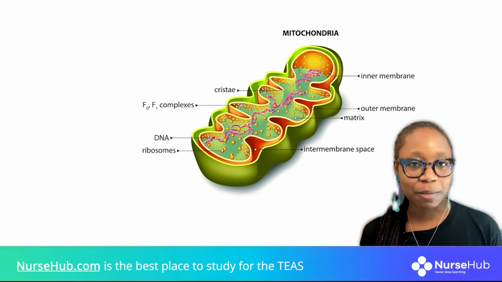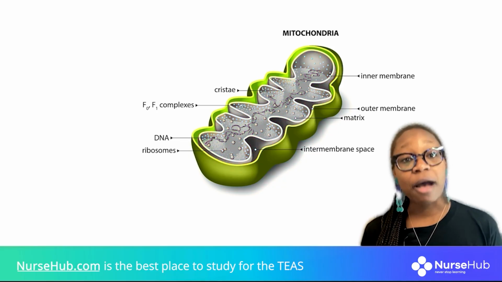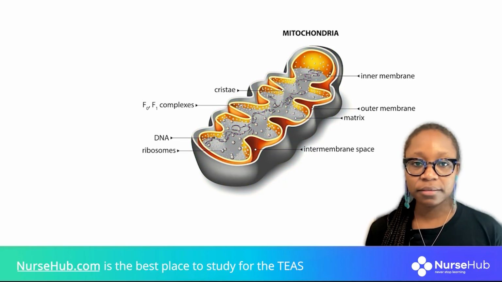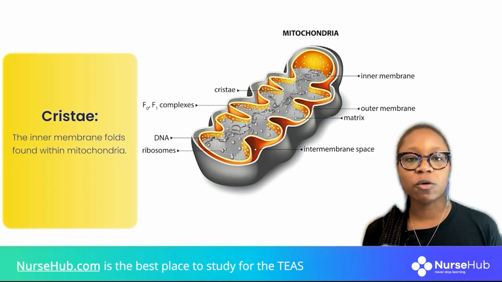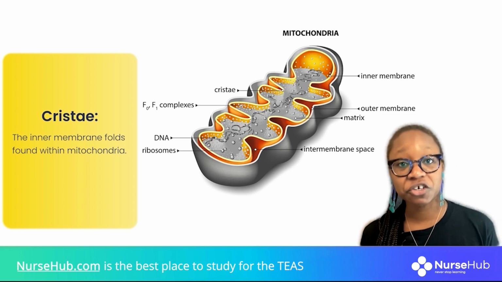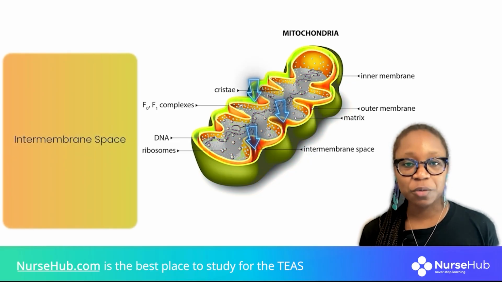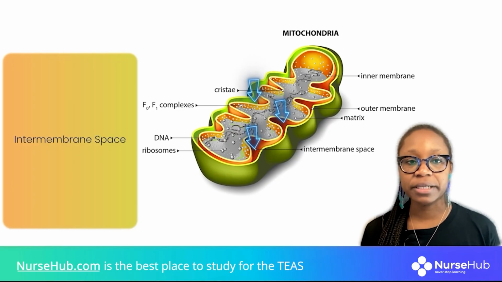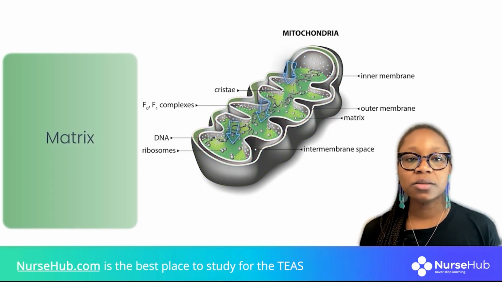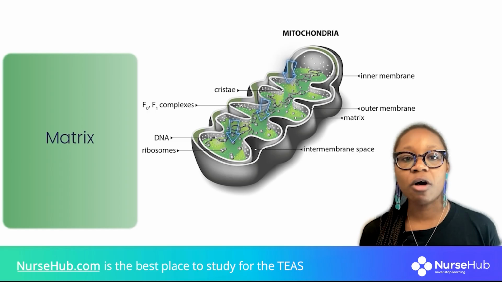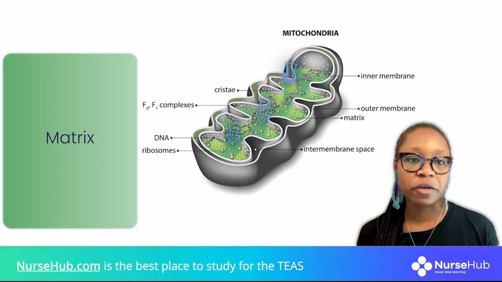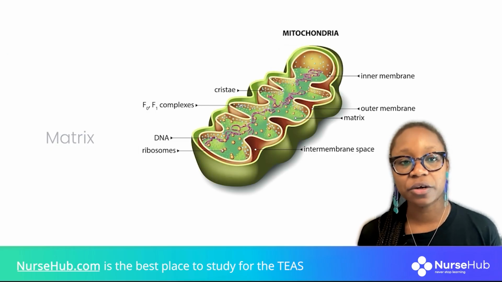Mitochondria have a unique double membrane system with an outer membrane and an inner membrane. The inner membrane is folded into cristae, which greatly increase the surface area for energy production. It also contains specific enzymes that are involved in the production of ATP. The space between the two membranes is called the intermembrane space, while the space within the inner membrane is called the matrix. This is where the process of chemiosmosis occurs.